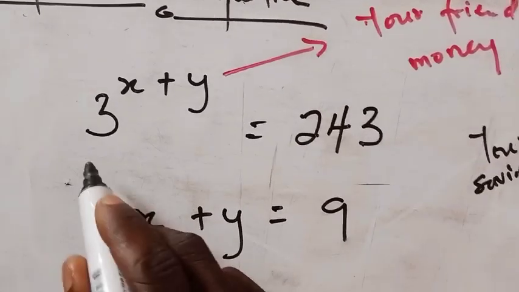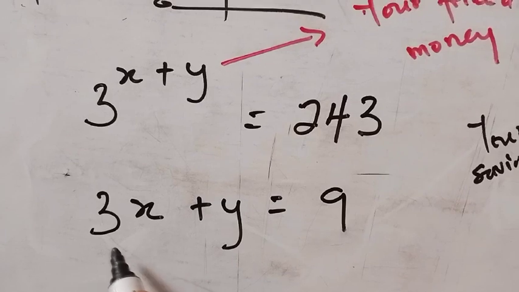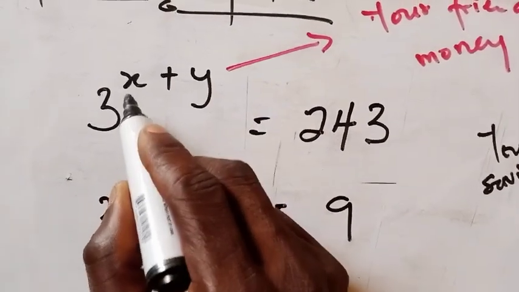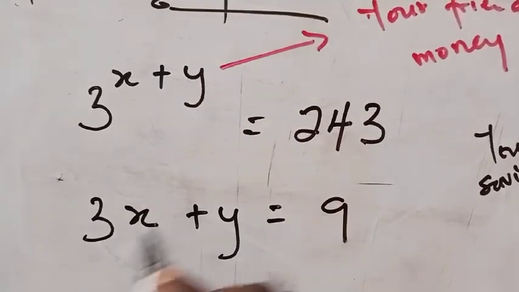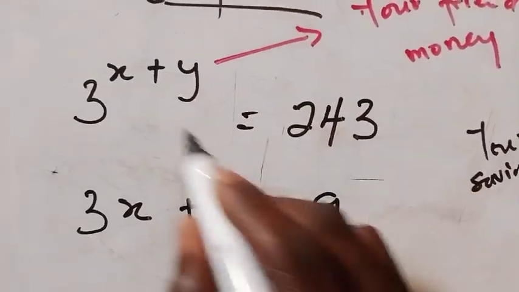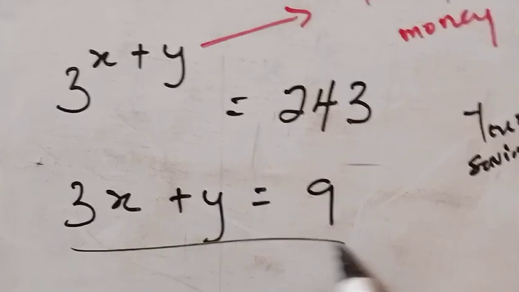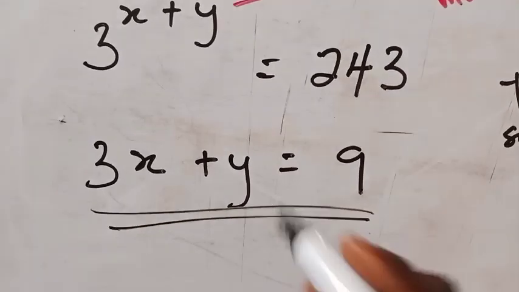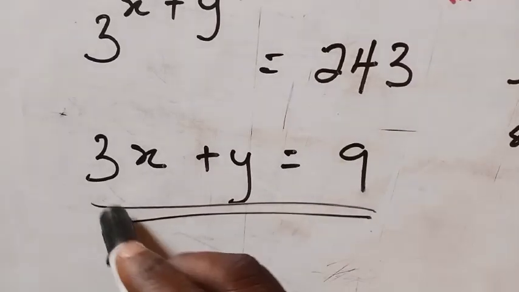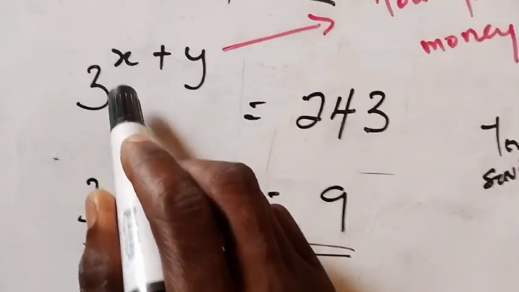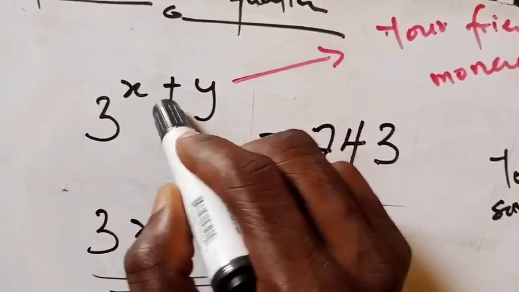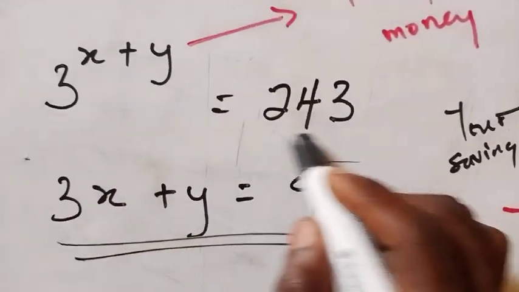Now the key to solving this is that you must make sure that this equation at the top, 3 raised to the power x plus y, equal to 243, comes down to something like this. This is technically what we call linear. This is not being raised to any power, right? These ones have been raised to a power, right? So 3 raised to x plus y is equal to 243.